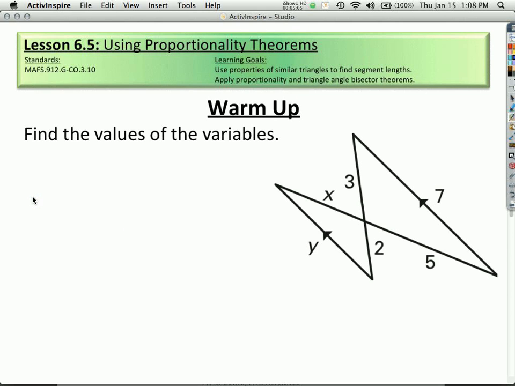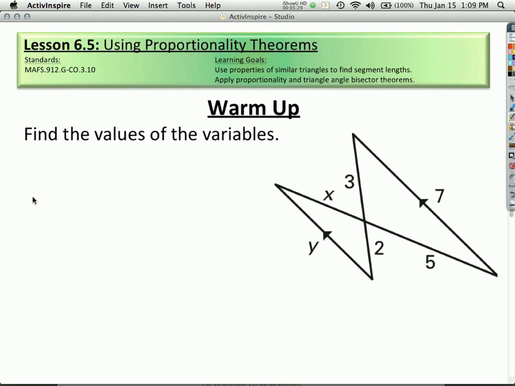Good afternoon. I hope everybody's doing well. Let's get to work. So, today's warm-up, I would like you to tell me the values of the variables in the diagram. Let's see how we did with this. And we will go with student numbered 18, 20, 1, and 8.